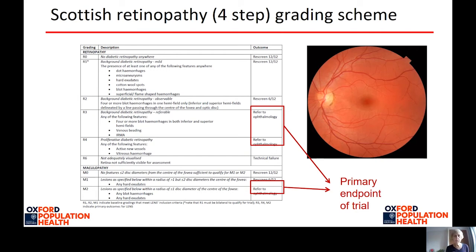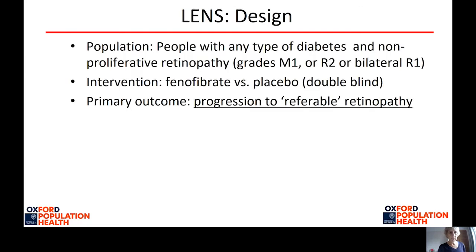And then you can also have problems with your macula, which is the central bit of where you actually see your central vision. And if that is damaged, that also has a major impact on your sight. So the primary endpoint for the LENS trial is referable retinopathy. So if it progresses to such a state that you need to be referred to an ophthalmologist.